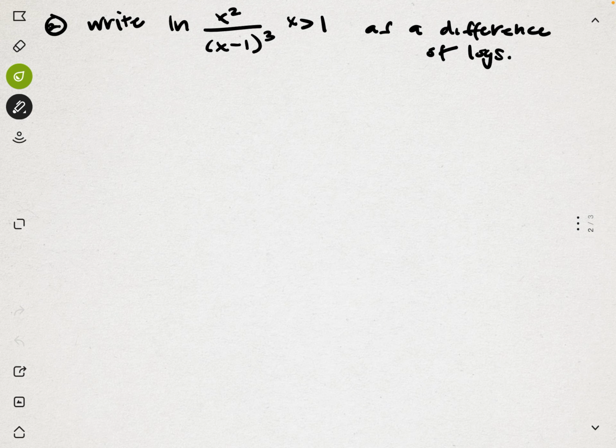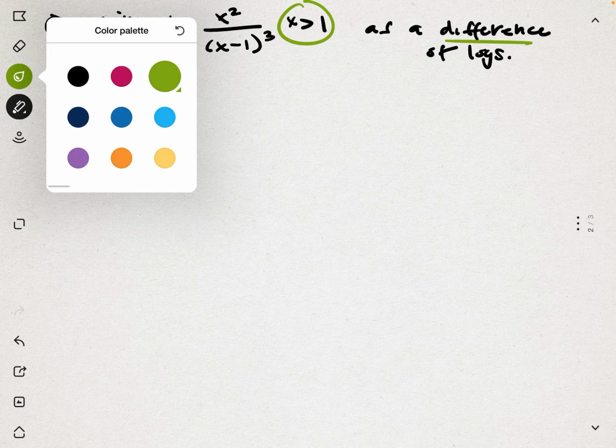So we're going to be using these same ideas. This time we have ln of x squared over x minus 1 cubed. Again, this x is greater than 1 is just a domain restriction. We want to write it as a difference, right? Because if we divide, we can write that with a minus sign from our properties.